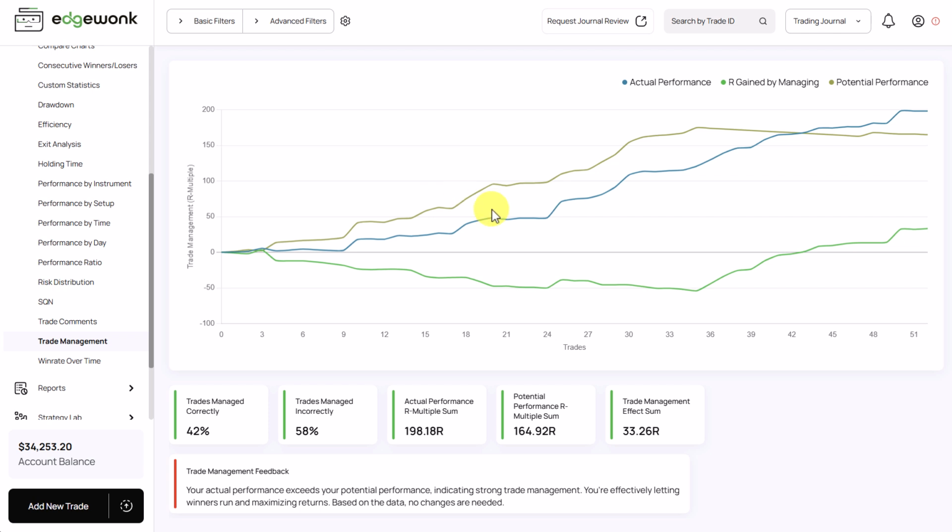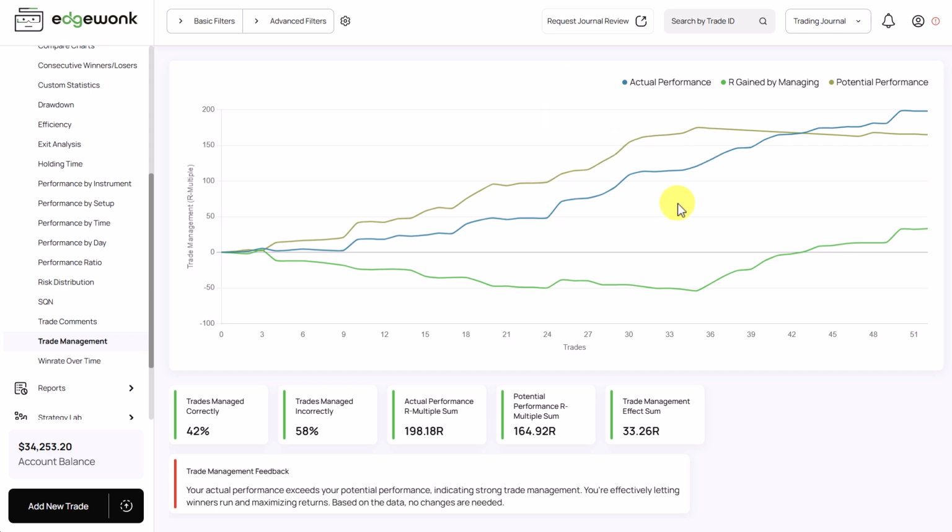In Edgewonk, one of the most helpful features is the trade management analytics. And here Edgewonk shows you immediately how your trade management approach is doing. Are you leaving money on the table by mismanaging your trades? Do you cut your winners too soon? Or are you good at letting winning trades run? And this is what you can see here.